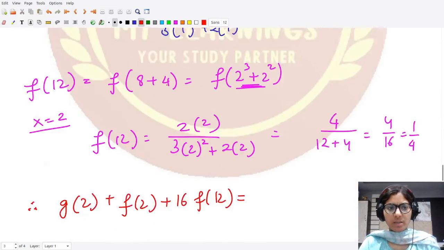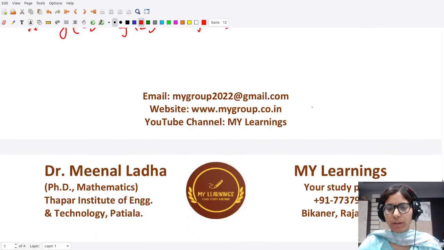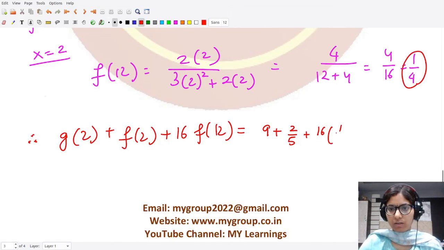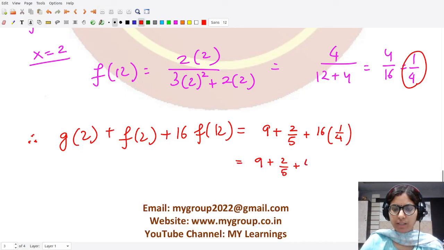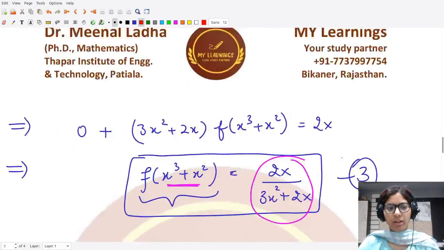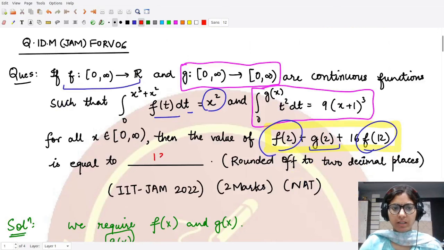So let's substitute it here. 9. What is the value of f of 2? That is 2 by 5. 2 by 5 plus 16 times of f of 12, that is 1 by 4. So you have 1 by 4 here. So you can simplify this 9 plus 2 by 5 plus 4. So when you solve this, it would come out to be 13 point something. And what is that? You can solve and check. This is 13.4. So answer to this question is 13.4. So let's write the answer here. So the answer that we obtained here is 13.4.